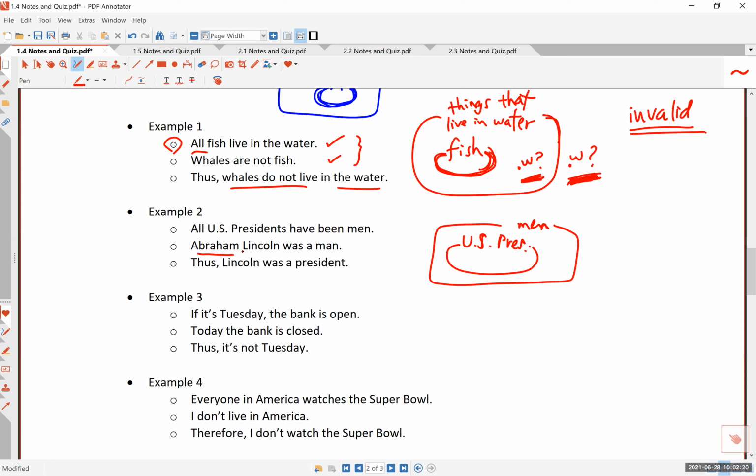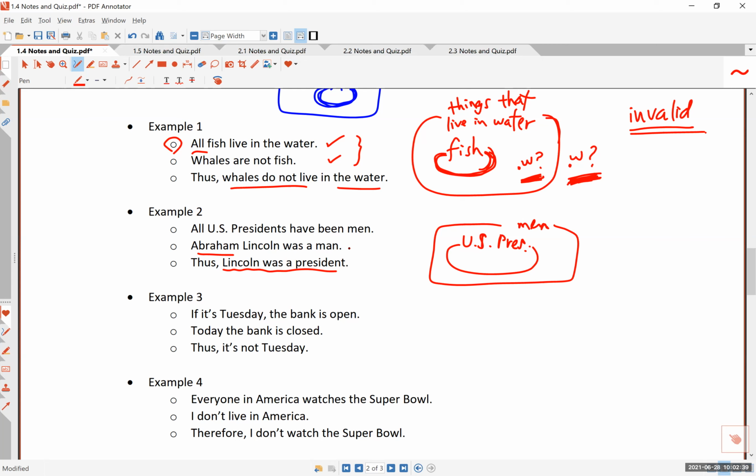Now the second statement says Abraham Lincoln was a man. Therefore, Lincoln was a president. Now you happen to know that he actually was a president, so the conclusion is true. But remember, that does not make the argument valid. That is a crucial point that you must understand in this section.